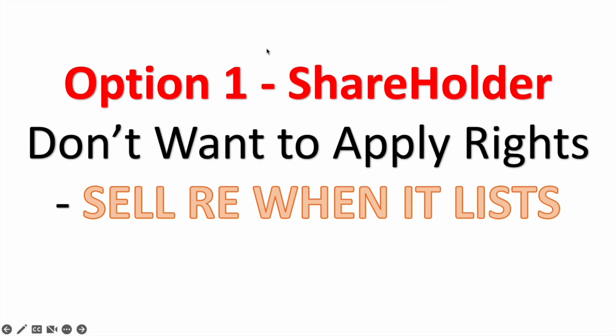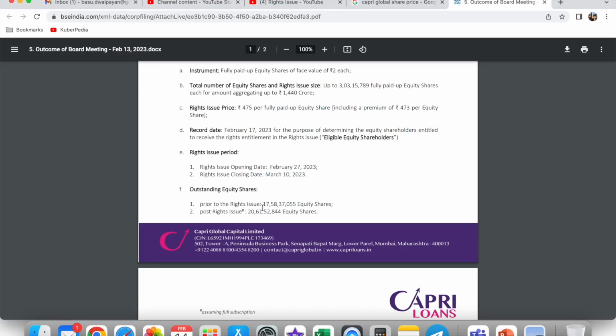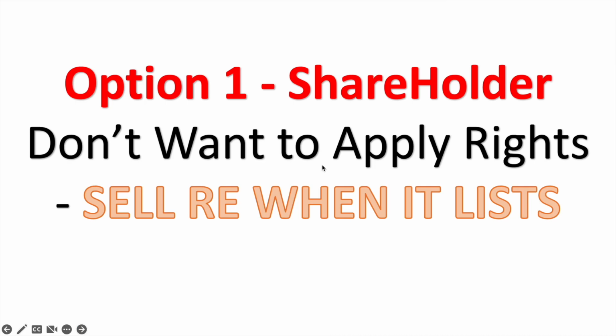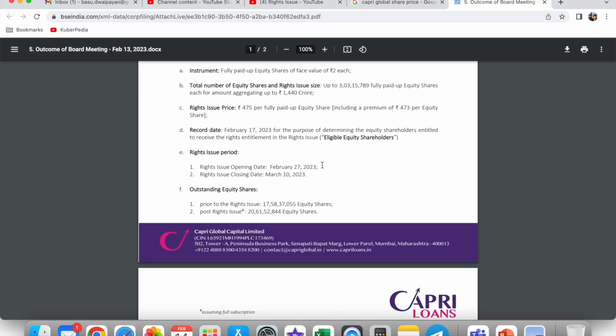So the first case: you are a shareholder but you don't want to apply. What you do is, after 27th, whenever the RE shares get credited, simply go online from your Demat account and sell them on the open market, and whatever the premium price is, that is what you are going to benefit from. That is what you do in the first case.